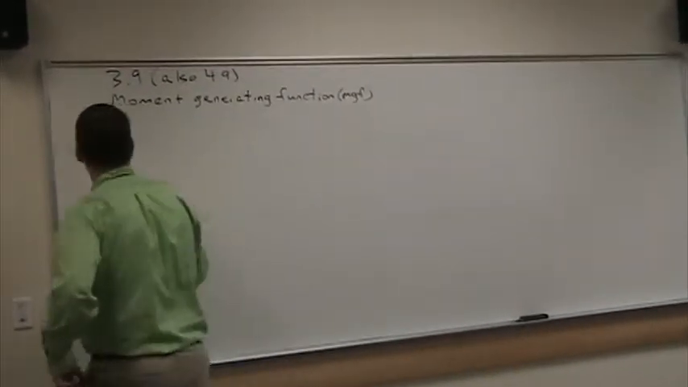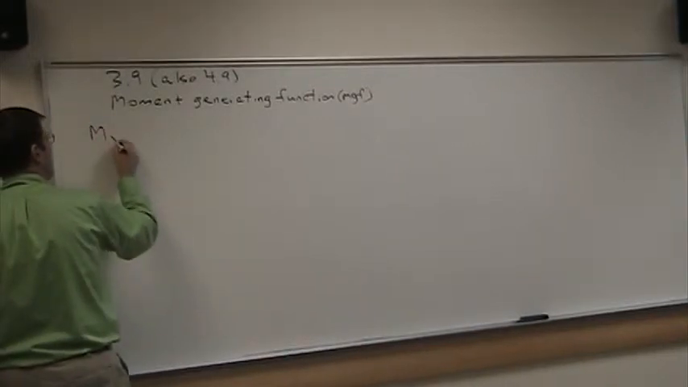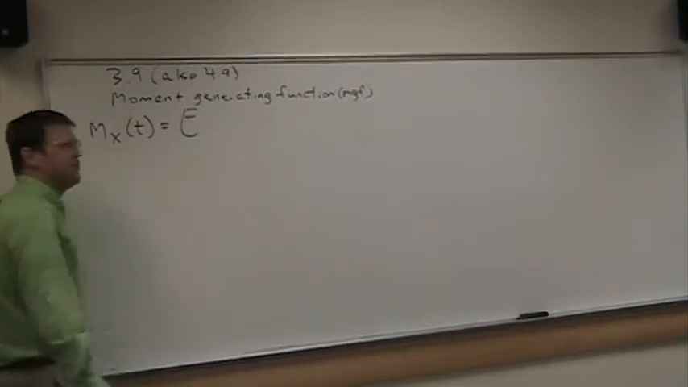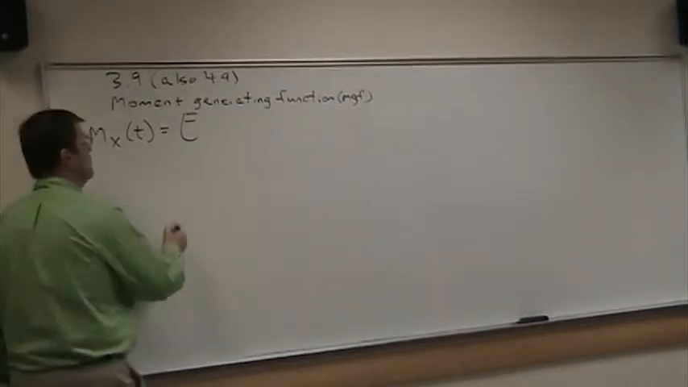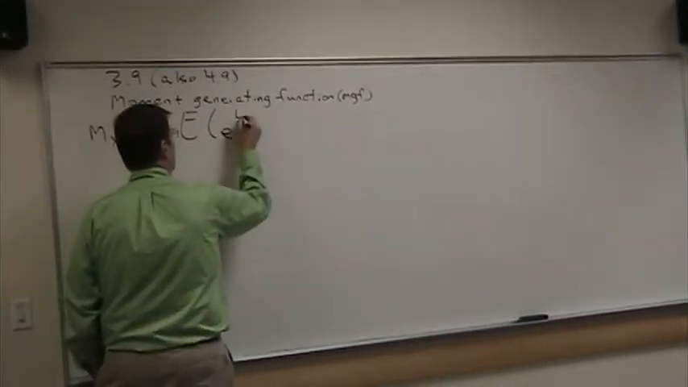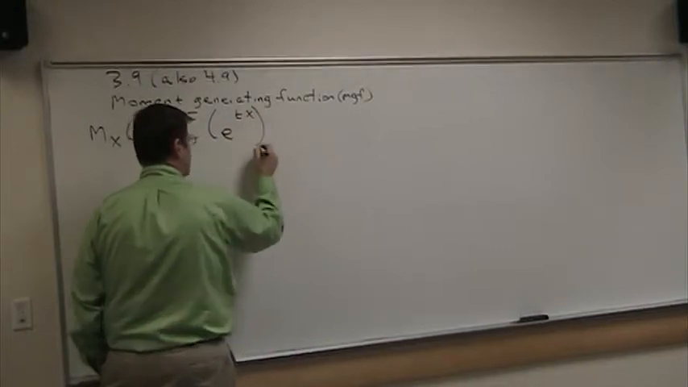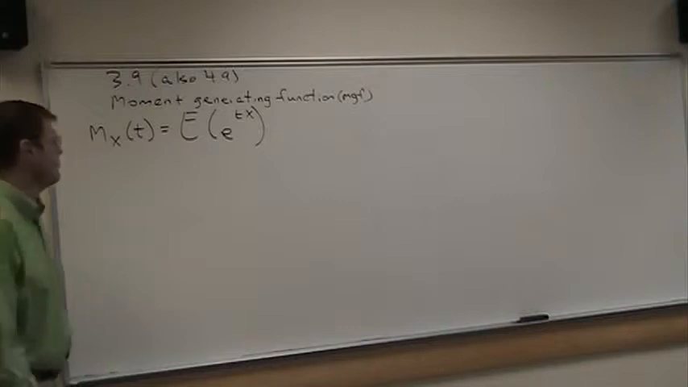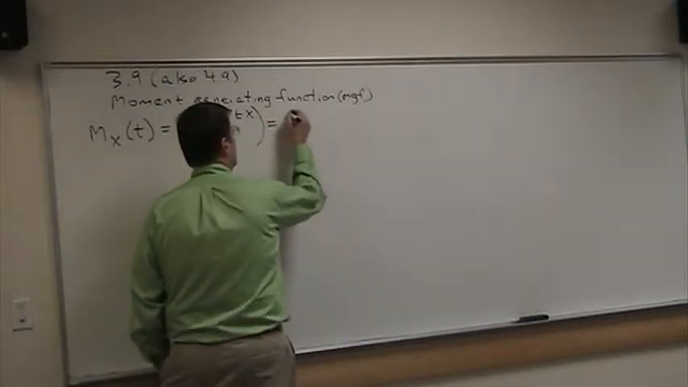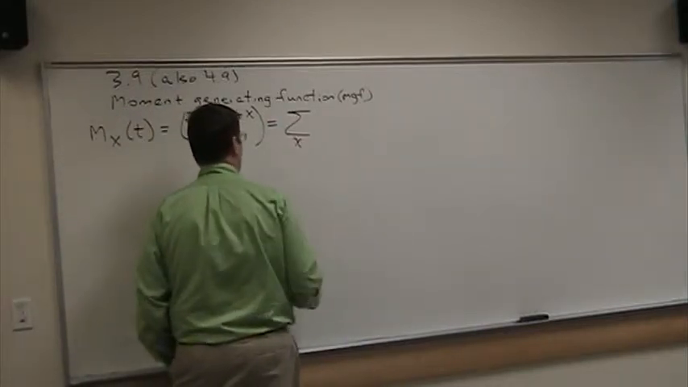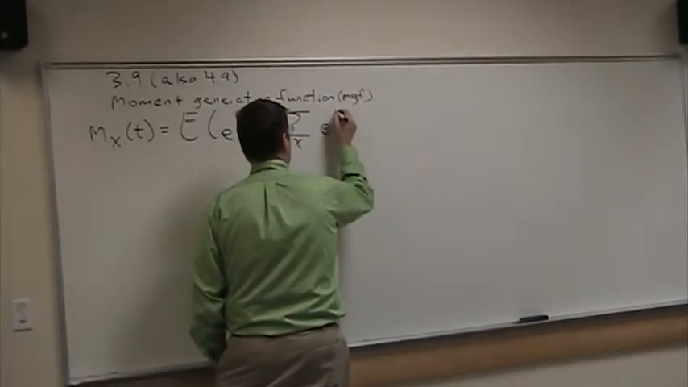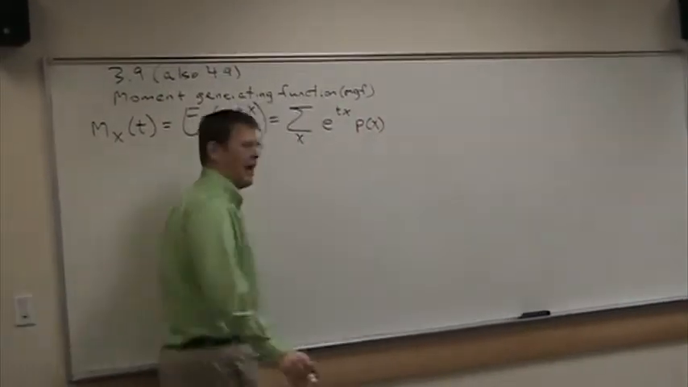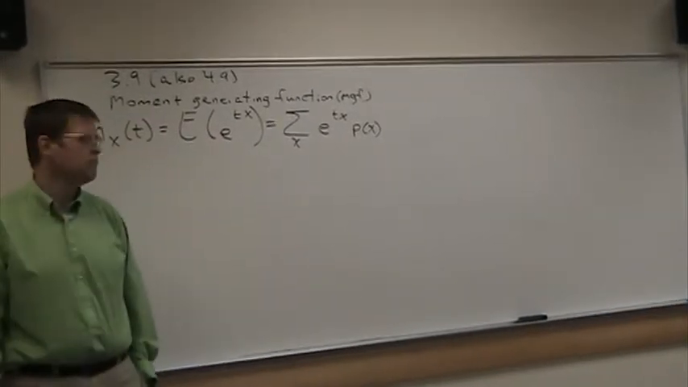the moment-generating function M_X(t) is the expected value of the function e to the tx, which in the discrete case is the sum over all x of e to the tx times p(x).